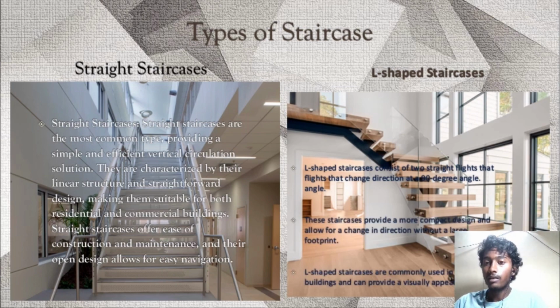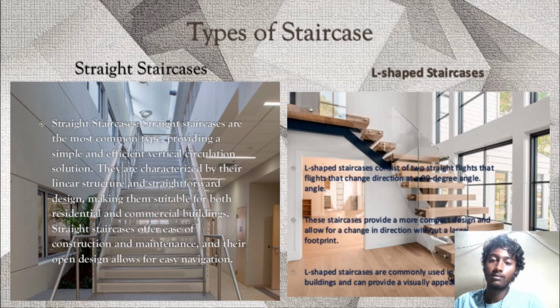So the next one is the L-shaped staircase. The L-shaped staircase has two narrow flights or lines which are perpendicular to each other, which makes a 90-degree angle with each other. These staircases provide a compact design, and are used in a compact room or a building, which uses a very small amount of footprint to navigate. Its navigation is a bit tough compared to the straight staircase. Its maintenance is also a bit tough.